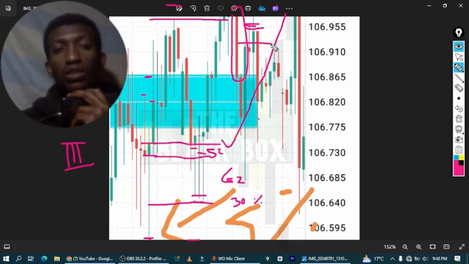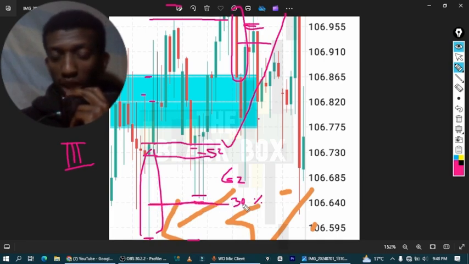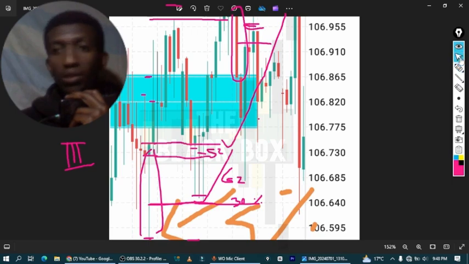So you can see this is a wick, right? This one is a wick, a huge wick. It means you want to put the halfway just like so, and as soon as it hits that halfway, you can enter a buy. Right? You got me?